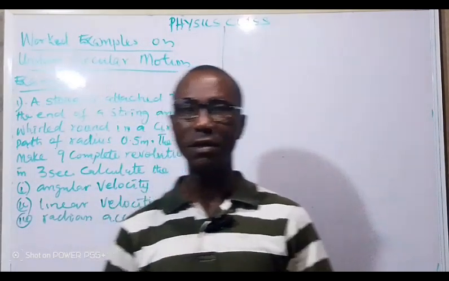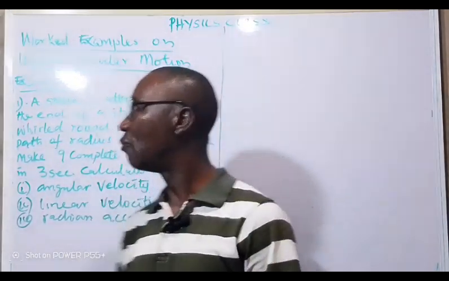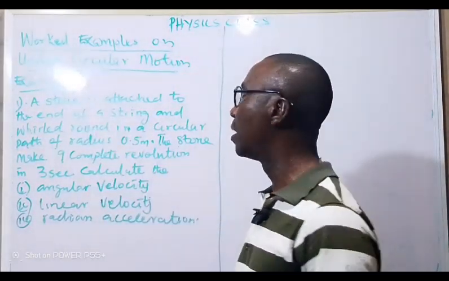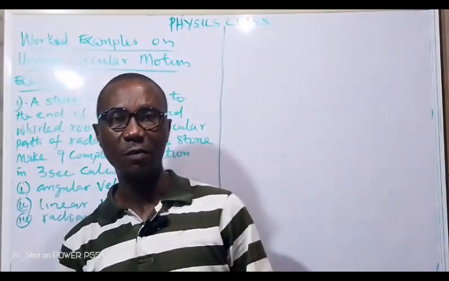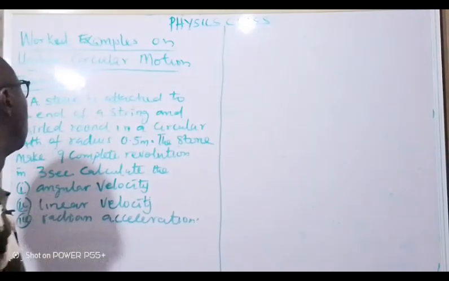Welcome to another physics class. As I promised in our last lesson, we are going to look at calculations under the topic uniform circular motion. So let's start with this first example.